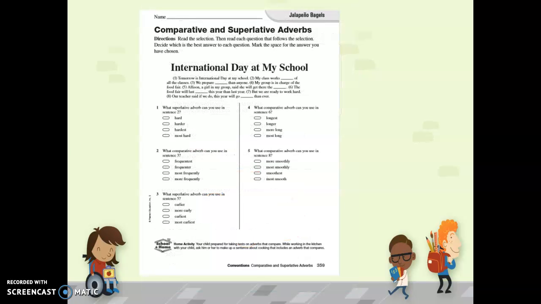359. Okay, we continue with comparative and superlative adverbs. Now adverbs. Directions. Read the selection. Then read each question that follows the selection. Decide which is the best answer to each question. Mark the space for the answer you have chosen.